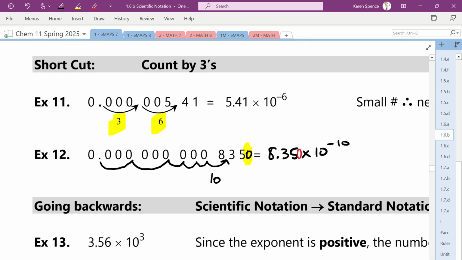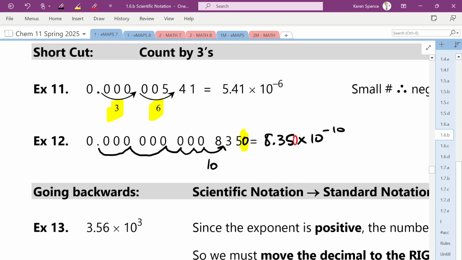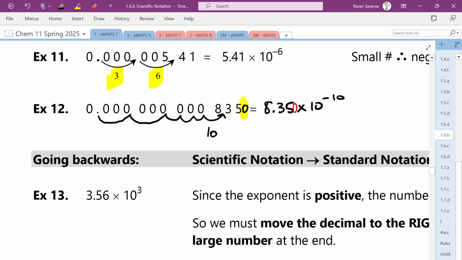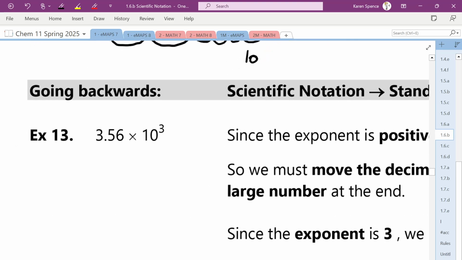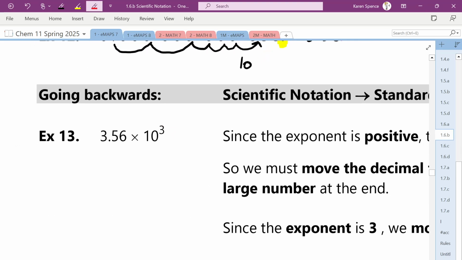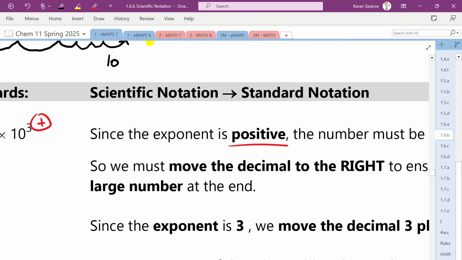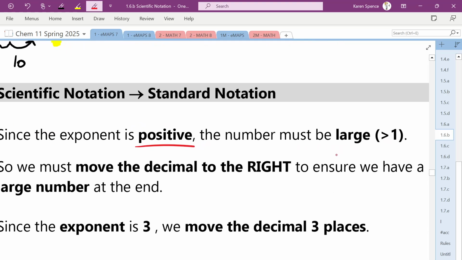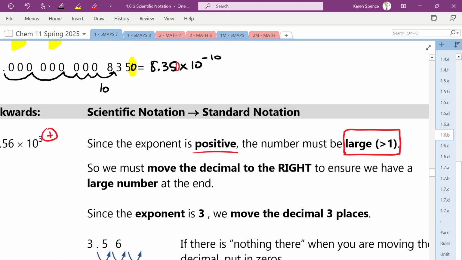Yes? Okay. Going backwards. Scientific notation to standard notation. If you have a positive exponent, which we do, that means, is your number going to be big or is it going to be small? A positive exponent means the number must be big. So you need to move the direction that makes that number larger.